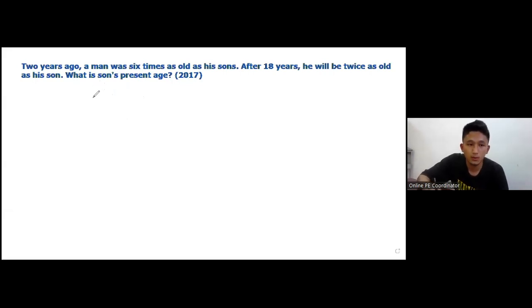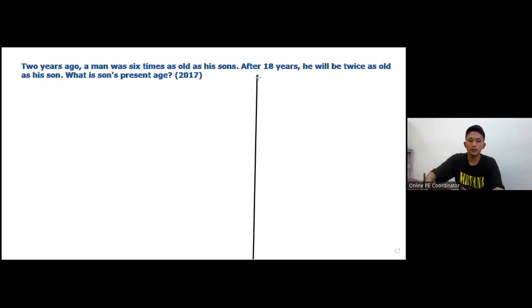See this question. 2 years ago, a man was 6 times as old as his son. After 18 years, he will be twice as old as his son. What is the son's present age? This is a similar question to question 1. Now in such cases, how are you going to solve this kind of question?